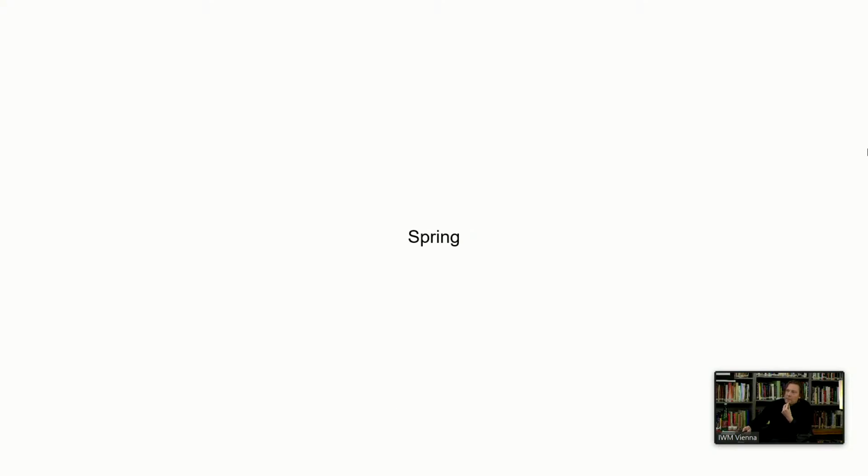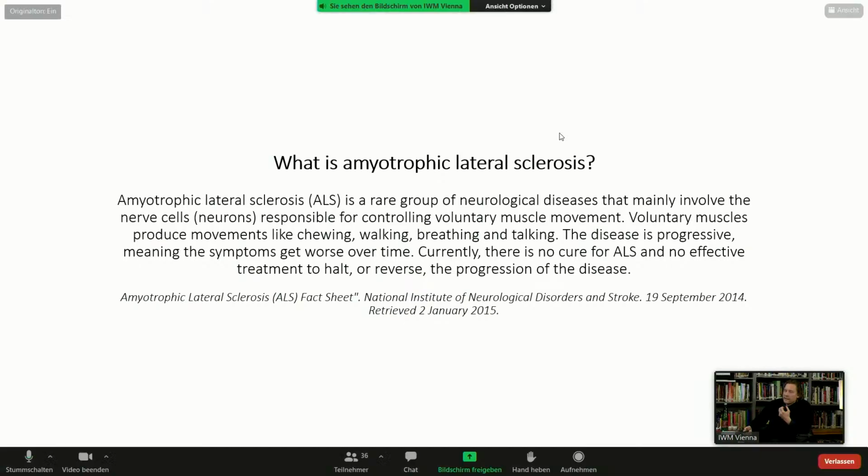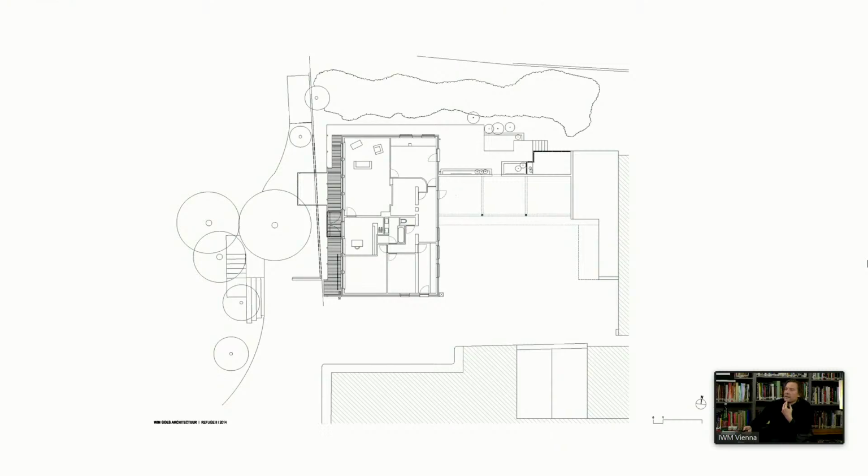Spring. The reason he talked to me like this is because he was diagnosed with ALS. ALS is a nervous disease. In the beginning it's difficult to move, to walk, to eat, to speak. And in the end your breath will be taken away. So I had to adapt his house for his last 5 years.